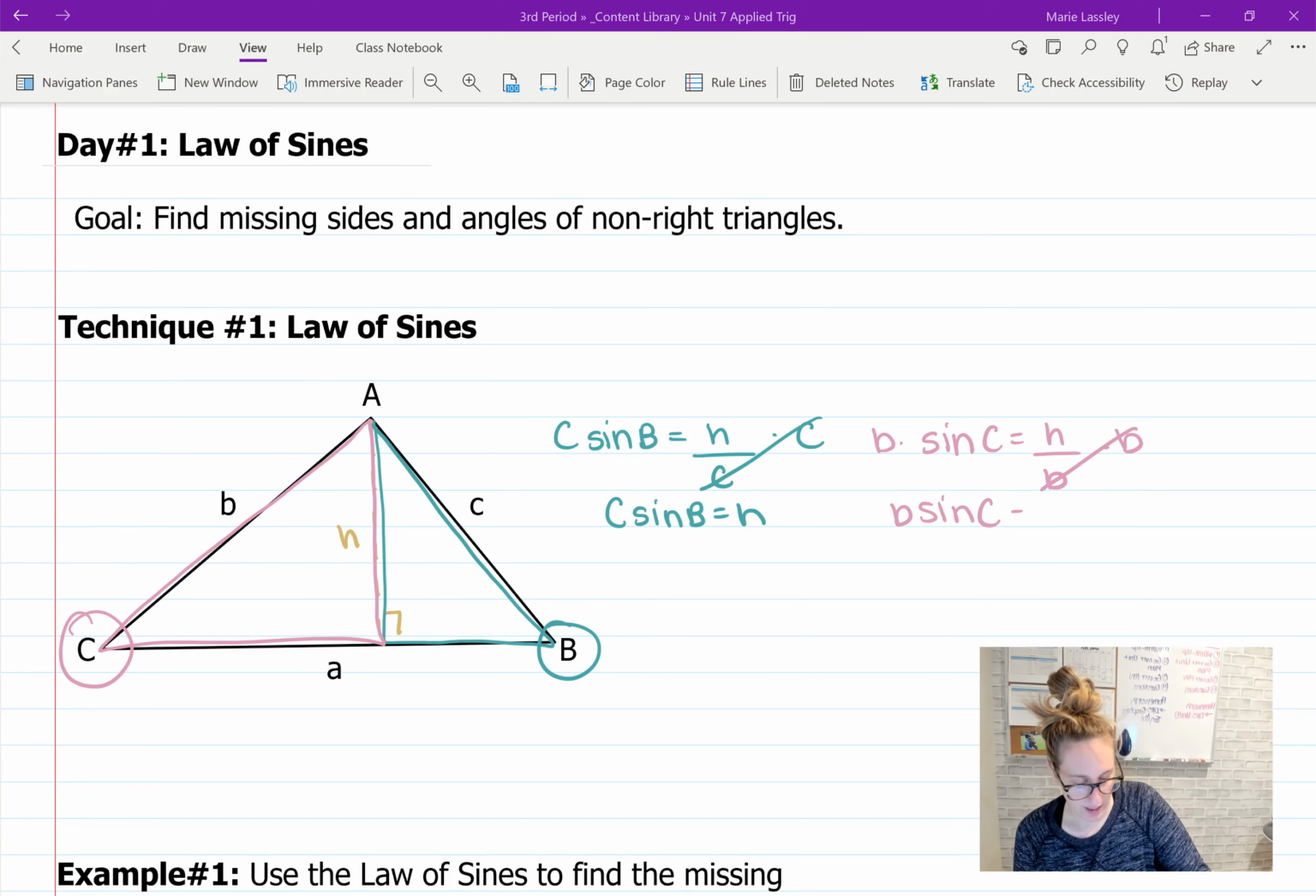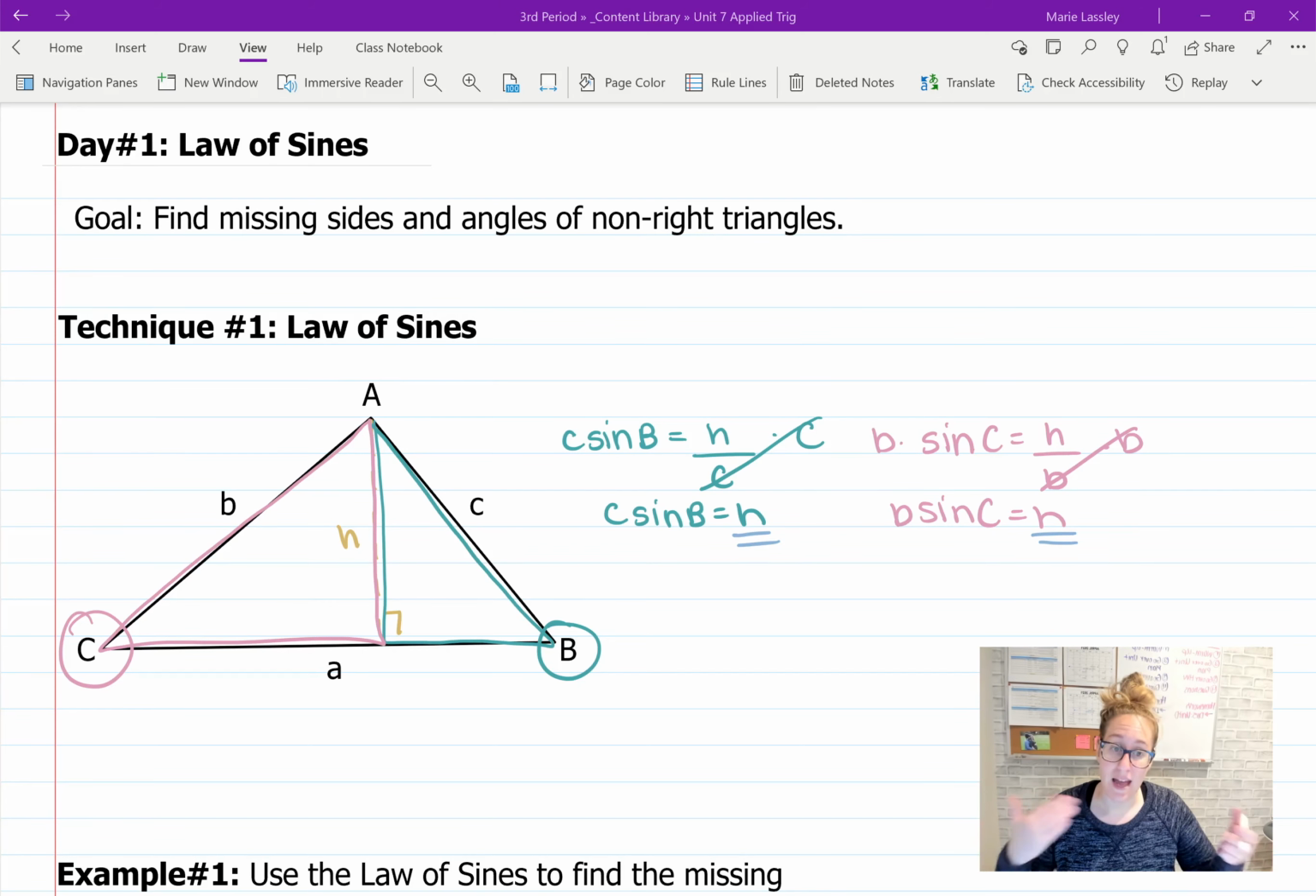This should be a lowercase. I don't know why it looks like an uppercase. There we go. All right, there's something we have in math called the transitive property. It says if A equals B and B equals C, then A equals C. Well, look, these two things both equal H, which means they must be equal to each other. So C sine B has to be equal to B sine C.